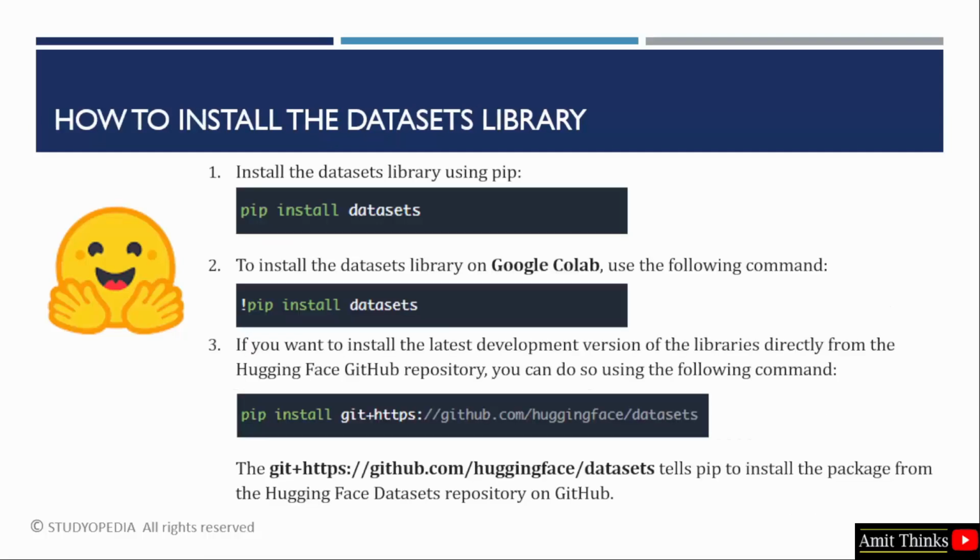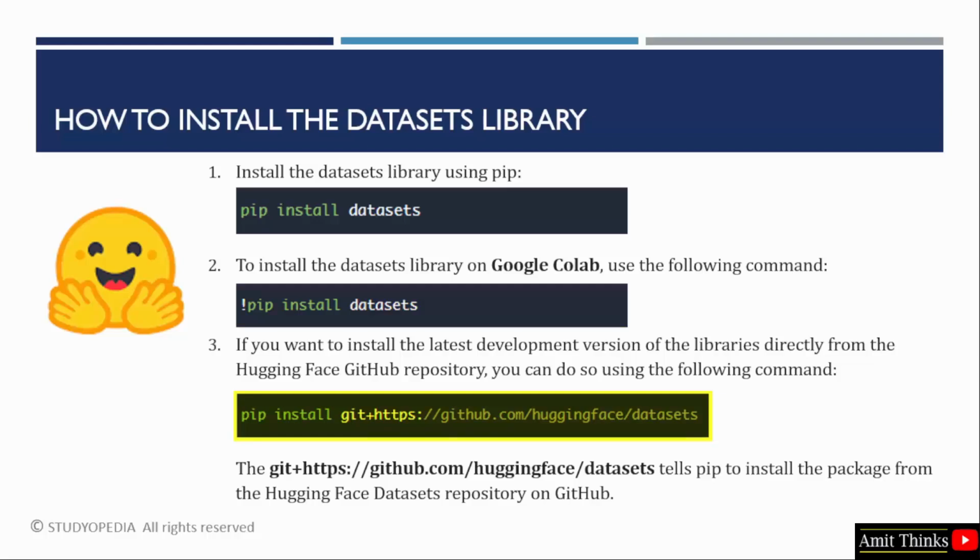Now let us see how to install the datasets library. So you can use pip. Pip is a package manager to download, install and manage Python packages and libraries. Just use the command pip space install space datasets. With that you can also use Google Colab easily. But there is a difference between both the syntaxes. You have an exclamation mark for Google Colab. We will see it later.